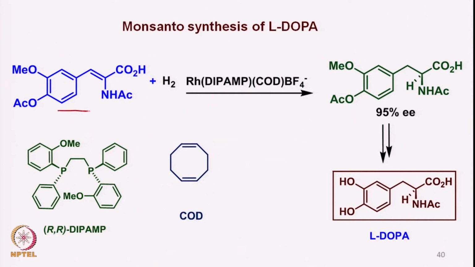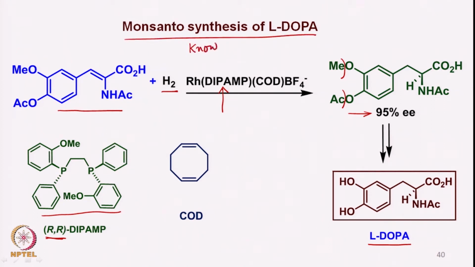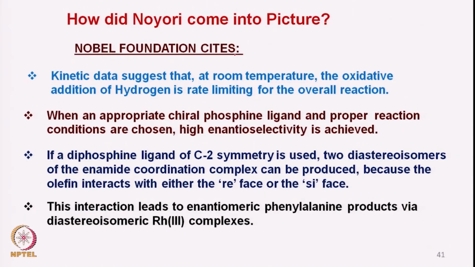This is the enamide, which was hydrogenated in the presence of this particular rhodium complex, where the chirality comes from this DIPAMP, which in this case is RR configured, and that gave the hydrogenated product as 95% enantiomerically pure, which led eventually, after demethylation and deacetylation, to the corresponding L-DOPA, which was optically pure, and that is how the first synthesis, named the Monsanto synthesis, was basically done by William Knowles, and that is the reason why he was given the Nobel Prize for this work. Now, how did Noyori come into the picture?